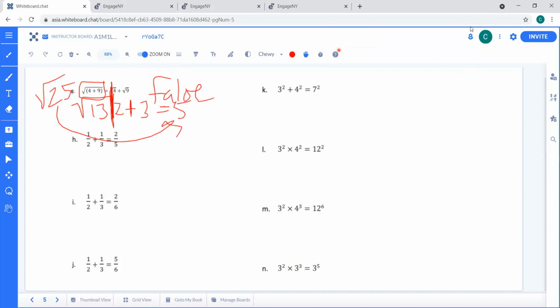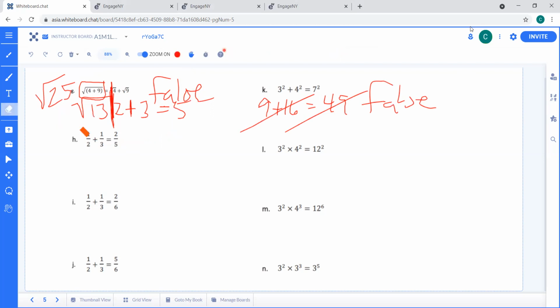Okay, let's look at K. 3 squared is 9 plus 4 squared is 16. Does that equal 49? So 7 squared is 49. Nowhere close. That is a false statement.